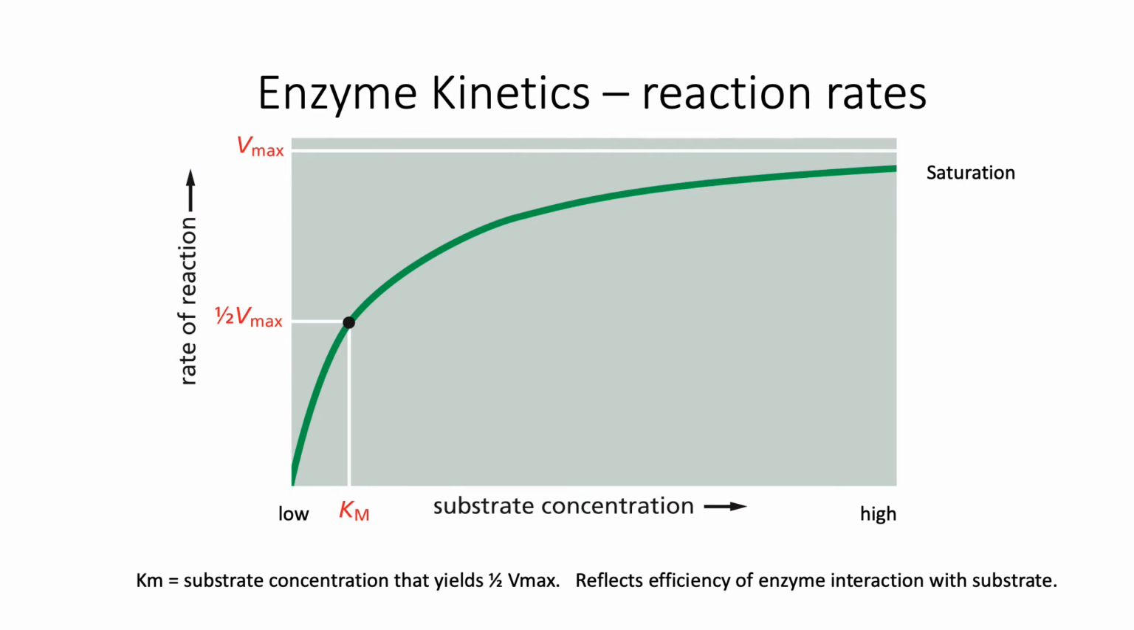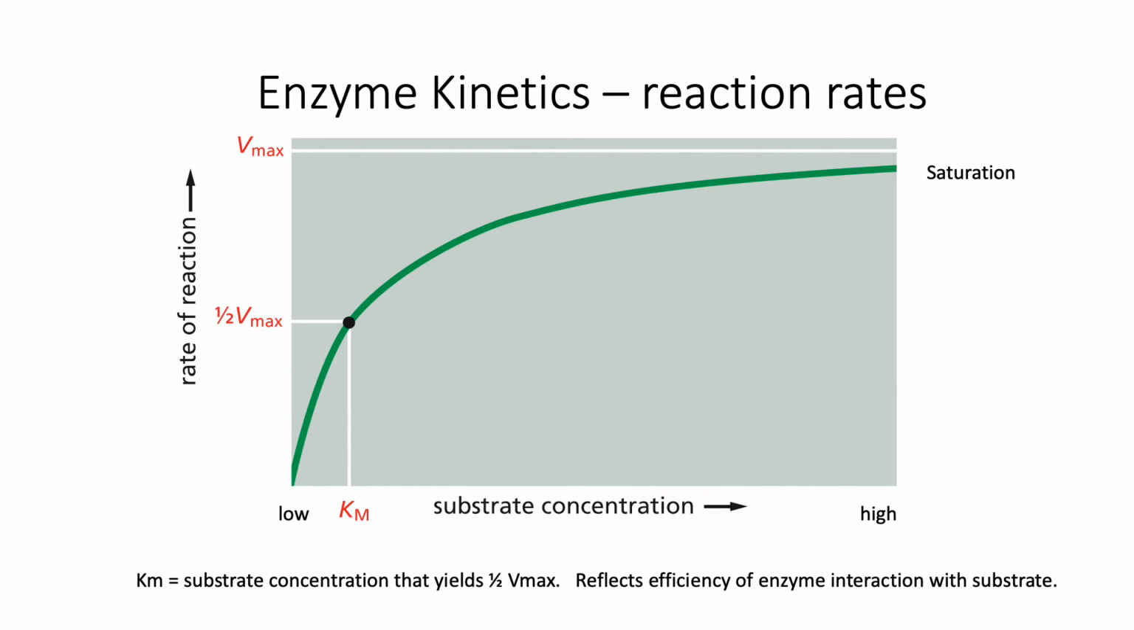Now, there are a couple of terms that are important, 3 terms. The Vmax represents the maximal rate of the reaction. And then we have a value called the Km. The Km represents the substrate concentration that allows the enzyme to reach 1/2 Vmax, half the maximal rate. The Km is the substrate concentration at which you get 1/2 Vmax. So in essence, what the Km represents is effectively the efficiency of the enzyme interaction with the substrate. How efficiently does the enzyme interact with the substrate?